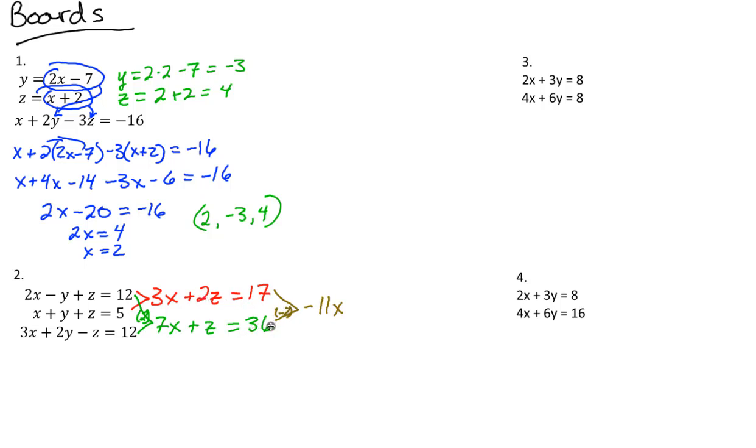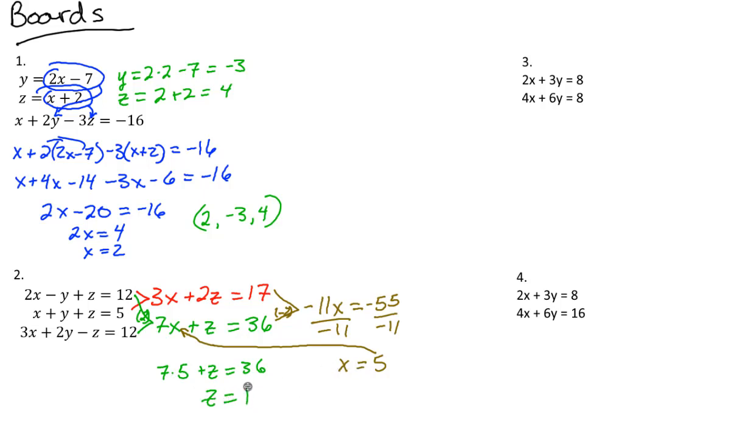And negative 72 plus 17. Ooh, that is a negative 55. Oh, I'm glad it comes out. Divide by a negative 11, divide by a negative 11, and we get x equals 5. So when we go back a step and stick in 5 for x, we now have 7 times 5 plus z equals 36. Subtract 35 from both sides and we get z equals 1.